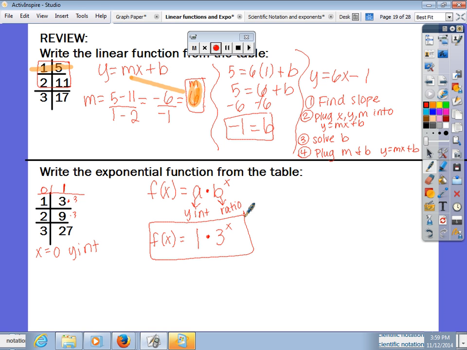I want you to notice exponential equations are way faster to write than linear equations. With exponentials, pretty much what you see is what you get. There's no solving for any values, except maybe you might have to figure out the y-intercept. So let's do a few more.